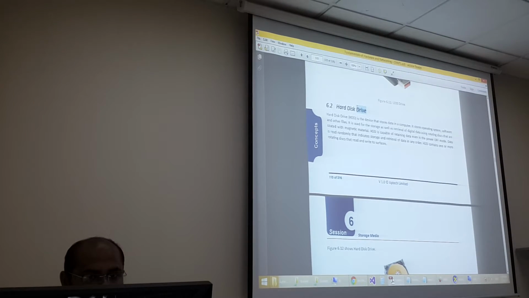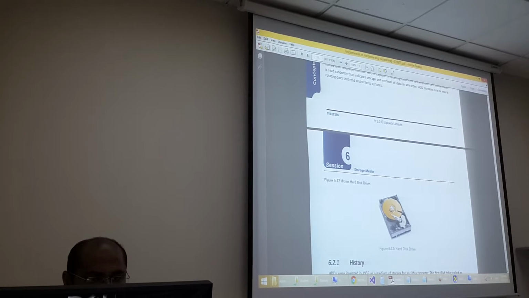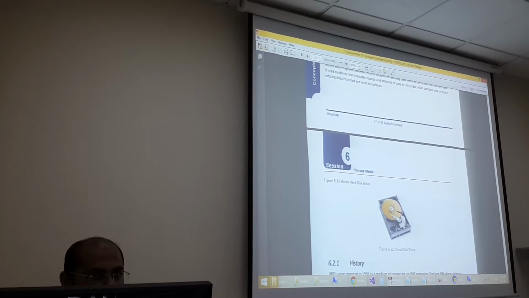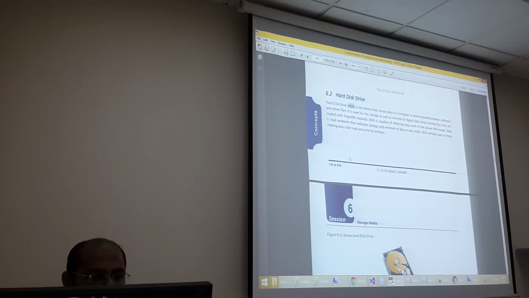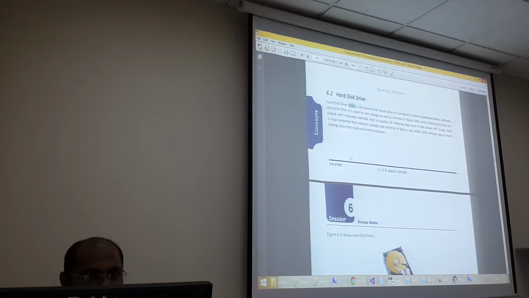And then hard disk drive. So I'm talking about drive. Drive and disk come together. This is a disk drive. There are 2 kinds of hard disk. One is this HDD, the old classic one, hard disk drive. But now there is a new one, SSD, solid state drive.